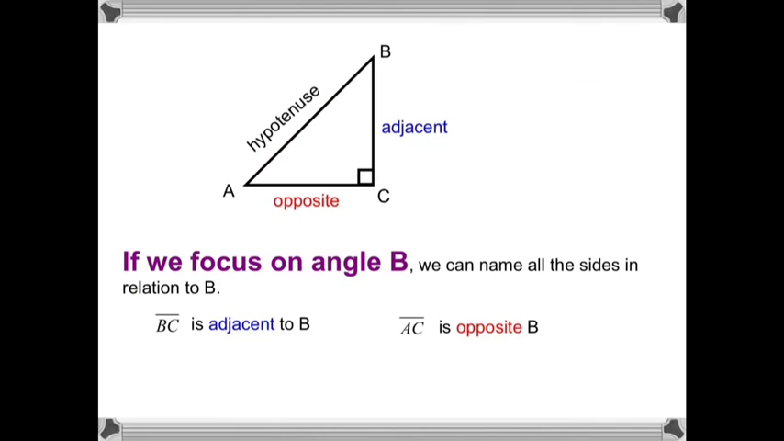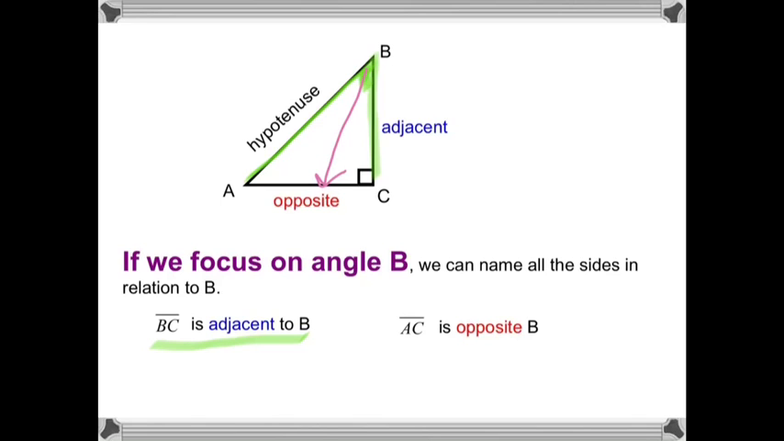Now, if we focus on the other angle B, so let's say that this time instead of focusing on A, we're focusing on B. Everything gets labeled differently. So here's the other acute angle B. Now, these are the side lengths that make up B. The adjacent is no longer AC like it was for acute angle A. Now the adjacent is BC. And the line segment that's opposite B, or the leg of the triangle that's opposite B, is AC.